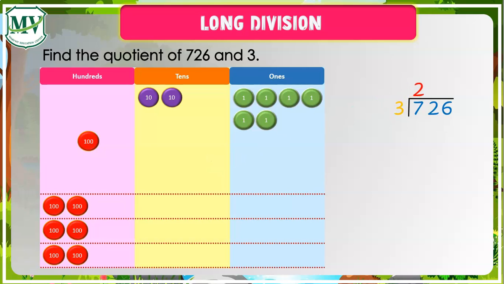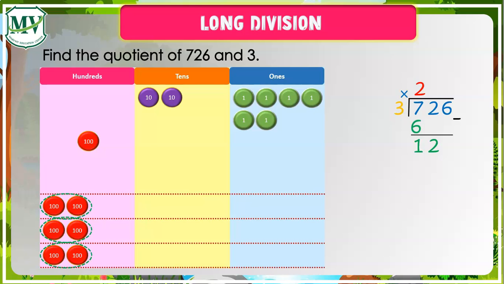Let's look at the place value chart again. We have 3 groups of 200s, or in multiplication sentence, we can write this as 3 times 2, which is equal to 6. We will write 6 directly below the digit 7. Next, let's subtract 6 from 7. That gives us 1. Then let's bring down the next digit.